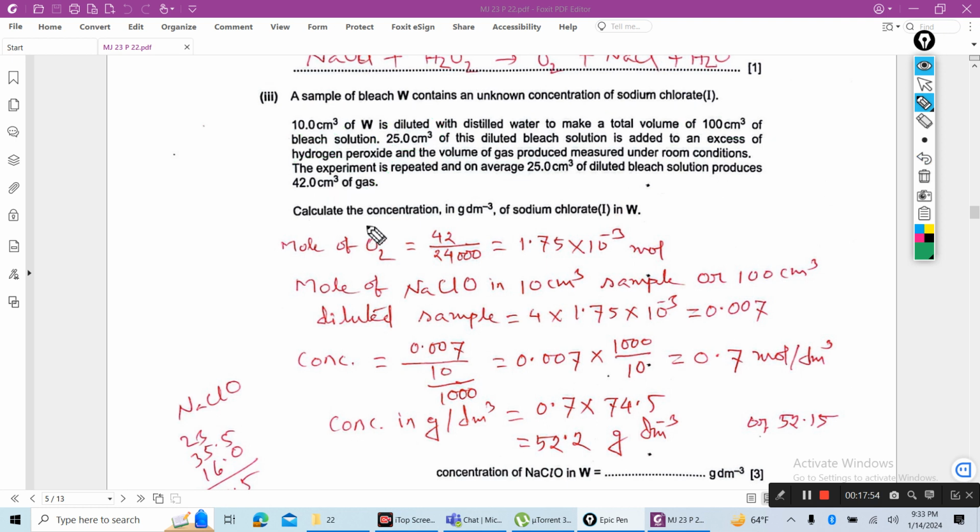Now the question is asking, calculate the concentration in gram per dm cube of sodium chlorate 1 in W. So first, moles of oxygen. Volume is given, so you will use the gas formula. Moles of oxygen equals volume of gas, 42, divided by molar volume, 24,000 cm cube. Molar volume of a gas is 24 dm cube or 24,000 cm cube. So you will get 1.75 times 10 to the power minus 3 mole.